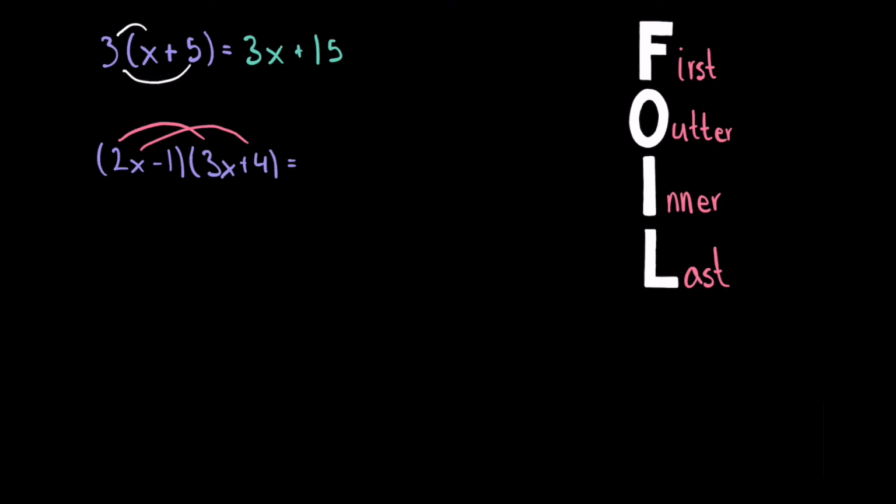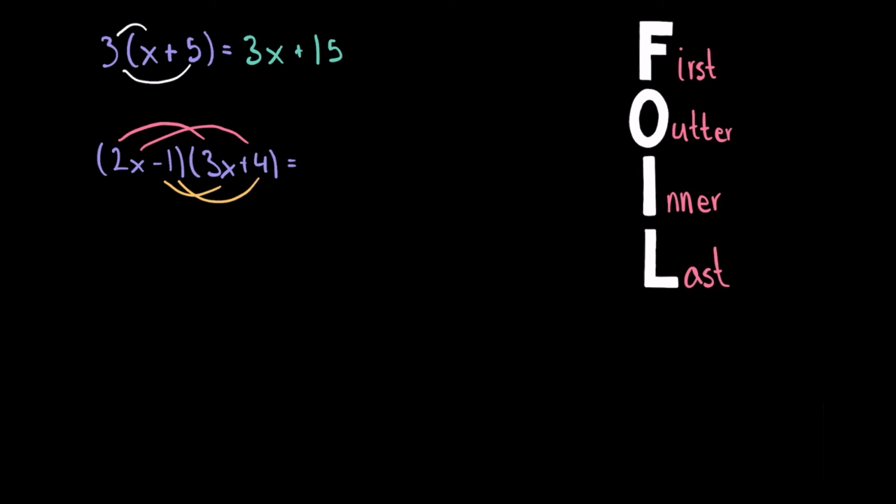The next two to multiply are the innermost ones, and that's pretty self-explanatory. That is negative 1 and 3x, the innermost terms in the expression. And then we go on to the last two of both expressions, so negative 1 and positive 4. So enough talking, let's actually solve this question.